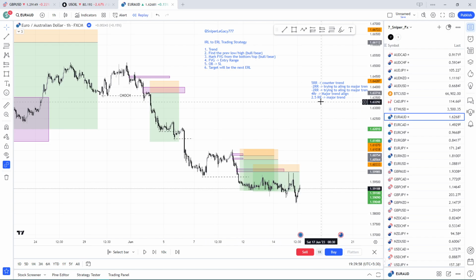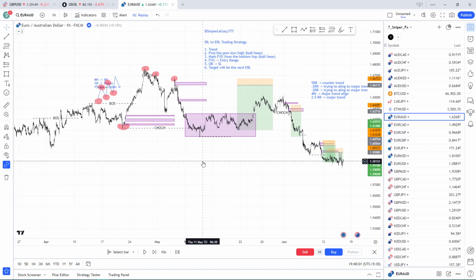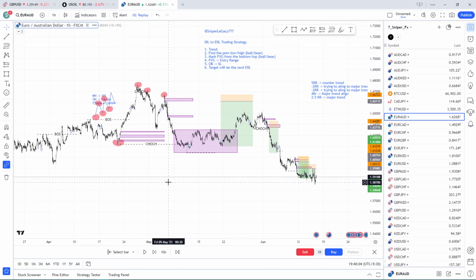To summarize, the IRL to ERL strategy has 6 steps. We first need to know the trend. We need to mark either the low or the high based on the bullish or bearish market, and then we have to mark the FVGs either from the bottom or the top. For each valid FVG, we know our entry range, and our entry is the FVG, and SL will be above the OB or below the OB based on bullish and bearish market, and the target will be our next ERL. ERL means we should have a BOS in the trend that we are trading.